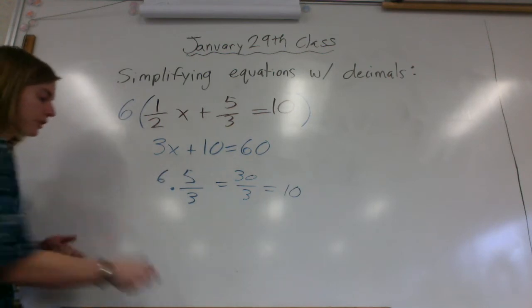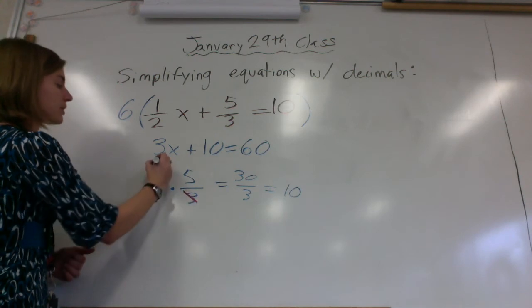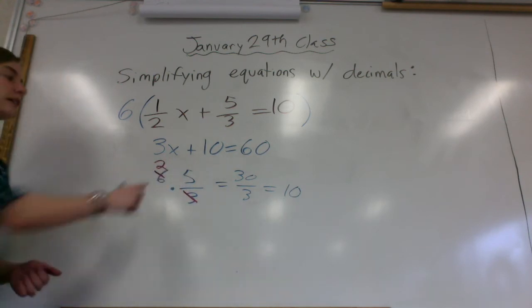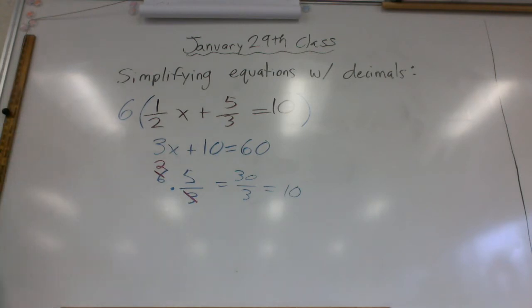Or if you're a little bit good with canceling out, well, 6 can cancel out with 3, but you still have a 2 left over. And then it's 2 times 5 gives you 10. So any of those ways will be fine.